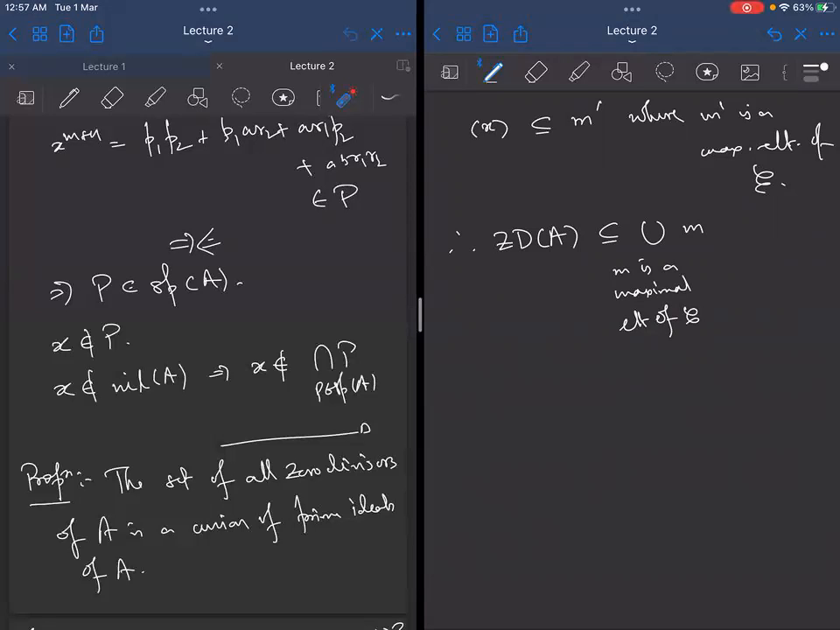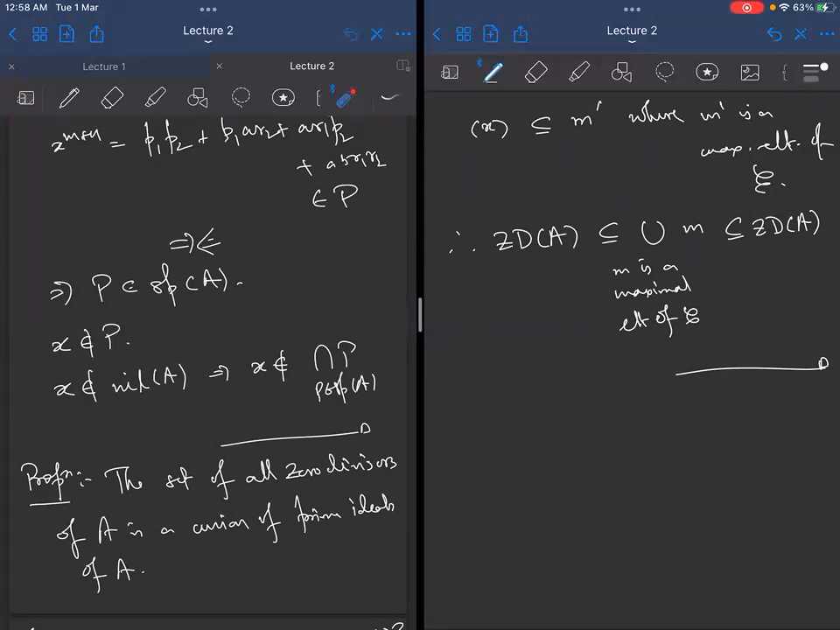But M is a maximal element of C, so each of the elements of M are zero divisors, and therefore this union is again contained in the zero divisor set, and that completes the proof that you get the zero divisor set as a union of maximal elements of C, and all of them are prime. Therefore, the set of all zero divisors is a union of prime ideals of A. So this is something you can achieve from there. Okay.